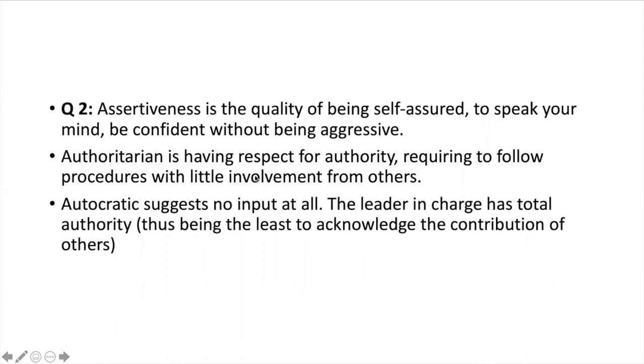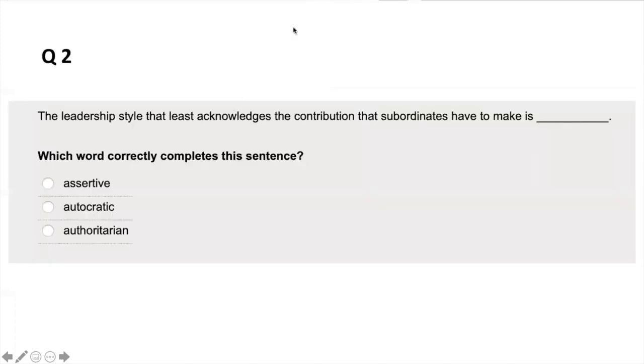This is kind of applicable and could be the answer, but it's not as close as autocratic, which suggests no input. Someone who is autocratic as a leader doesn't ask for any ideas, doesn't ask for any other viewpoints. The leader is in total charge, has total authority, and that's why this is closer to having the least acknowledgement to the contribution of others. And that's why if you look at the question again, now that we've done the theory and I tried to explain it, the leadership style that least acknowledges, okay, the least, then would be autocratic.